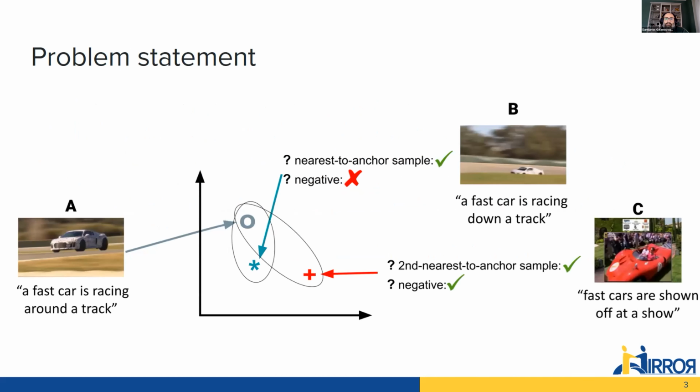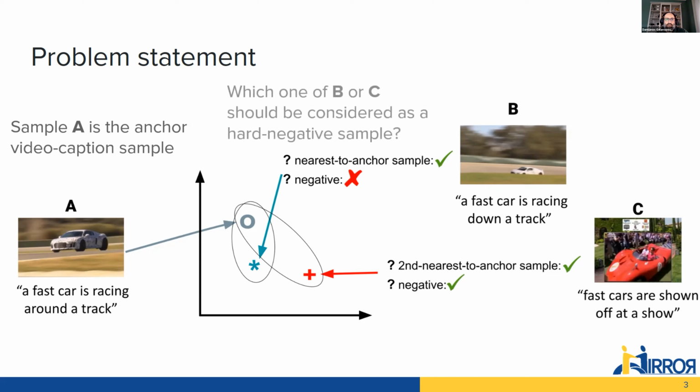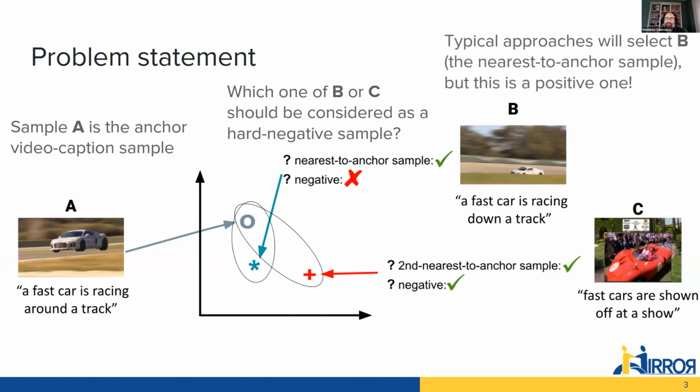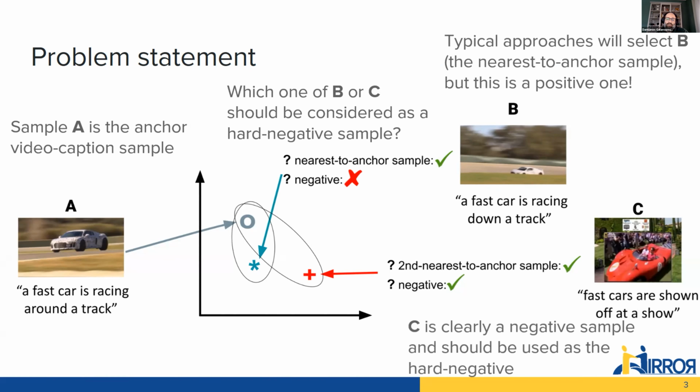Here you can see an illustration of the problem statement. Considering as anchor the video-caption sample A, with the caption "a fast car is racing around a track", and two additional samples, B and C, in which sample B has the caption "a fast car is racing down a track", while sample C has the caption "fast cars are shown off at a show". So which one of B or C should be considered as a hard negative sample? Typical hard negative mining approaches will select sample B because it's the closest to A, but clearly this is a positive sample. On the other hand, sample C, which is the second nearest to A, is similar to A, but clearly is a negative sample, and this sample should be considered as a true hard negative instead of B.